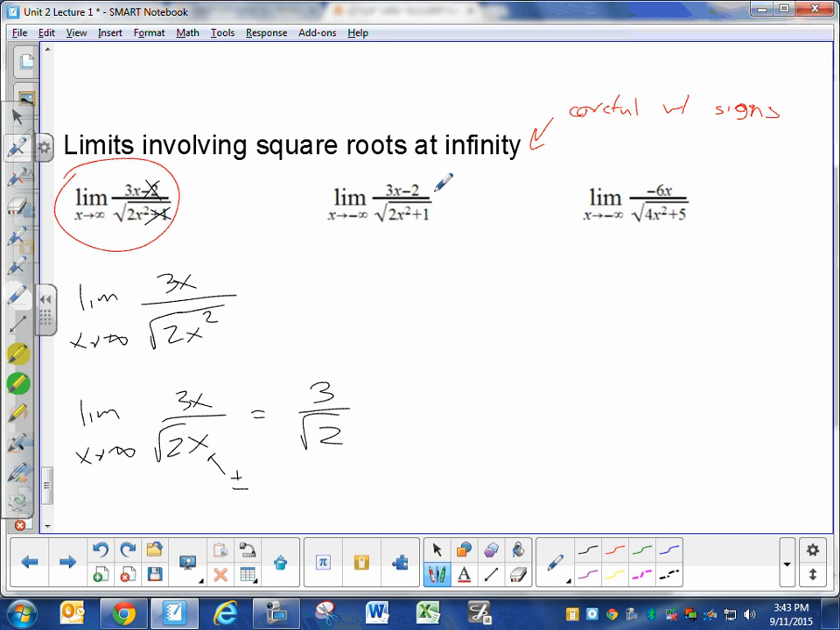But same question, just changing the positive to a negative, this would turn into negative 3 over root 2 as an answer, because we'd have a negative numerator divided by a positive denominator. So in this situation, that function with that square root actually has 2 horizontal asymptotes. It'll have a horizontal asymptote at 3 over root 2 and another horizontal asymptote at negative 3 over root 2.